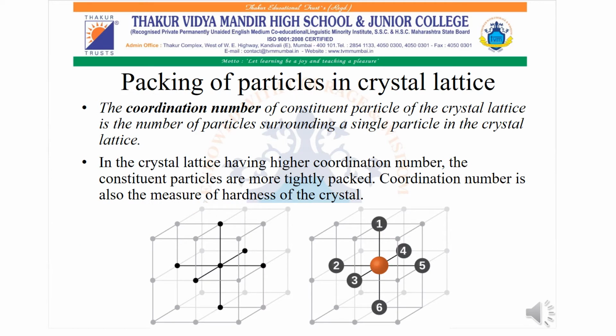To understand this concept, first we need to understand a term called coordination number. The coordination number of a constituent particle of the crystal lattice is the number of particles surrounding a single particle in the crystal lattice. That means in a crystal lattice having higher coordination number, the constituent particles are more tightly packed. Coordination number is also a measure of hardness.